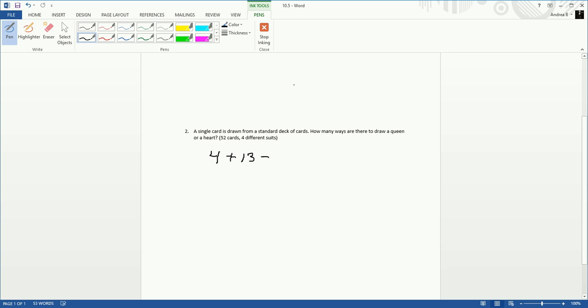But then you want to make sure to subtract out the Queen of Hearts. Otherwise, you're counting the Queen of Hearts in the category of queens and in the category of hearts. So you're double counting that otherwise.